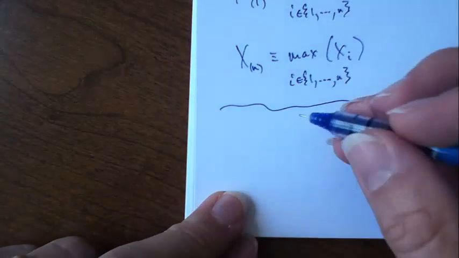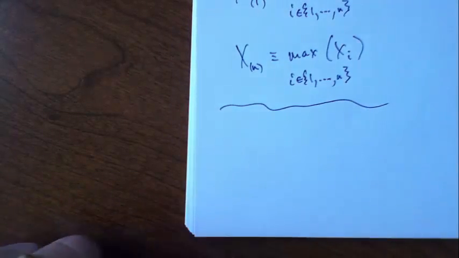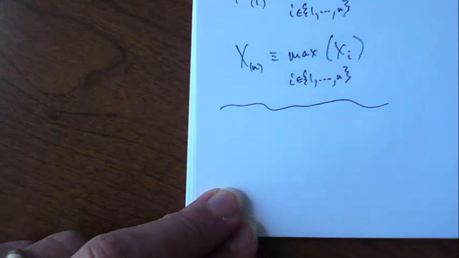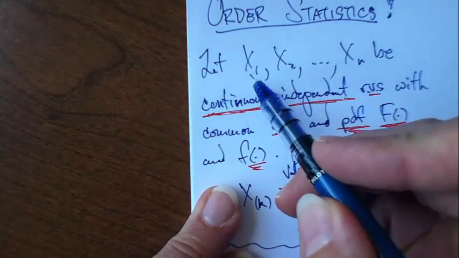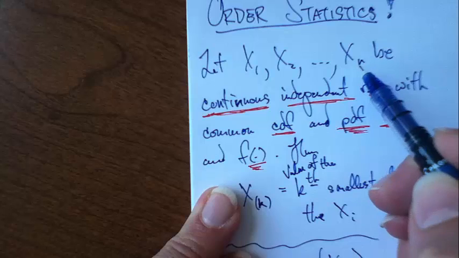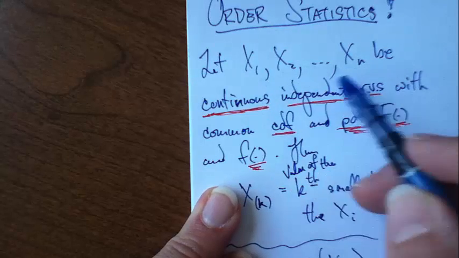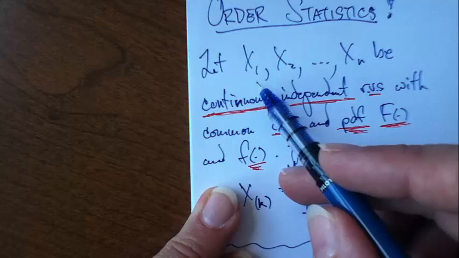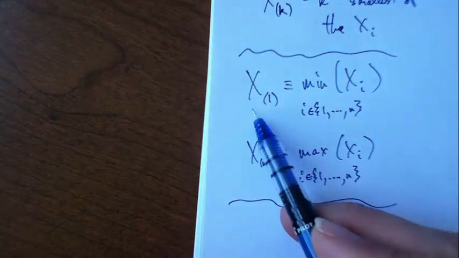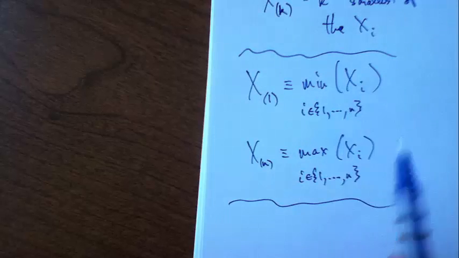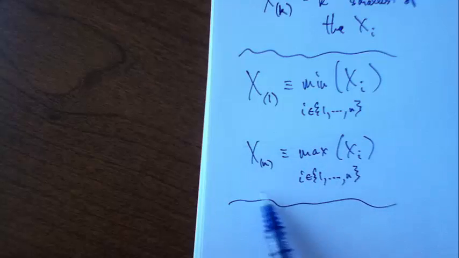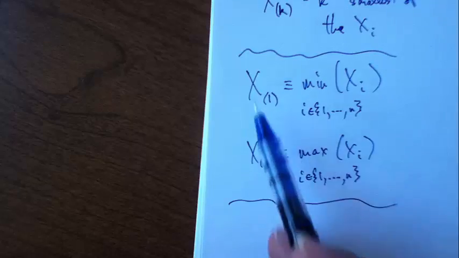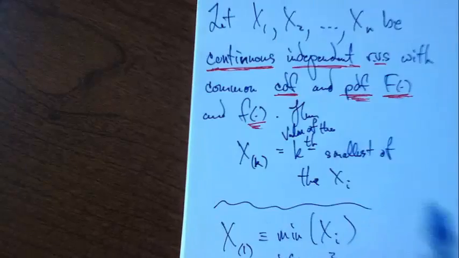For example, sometimes we're interested in the first and last place finishers in a race. If these are all race times, x1 and x2 up to xn, you've got n people running in a race. You might be interested in the time until the first person finishes. That would be this. Similarly, this would be the time that you have to wait until the last person crosses the line.